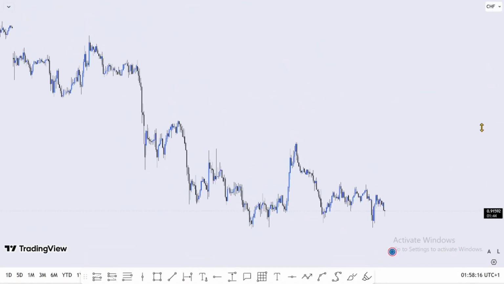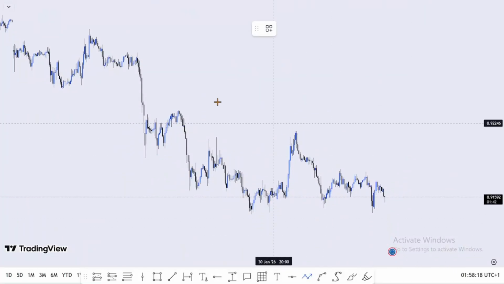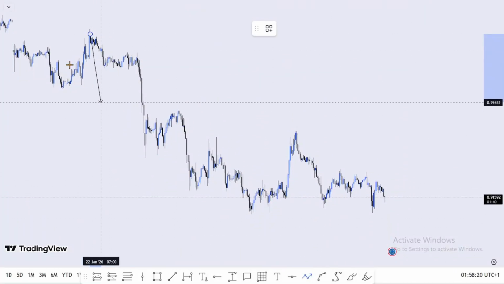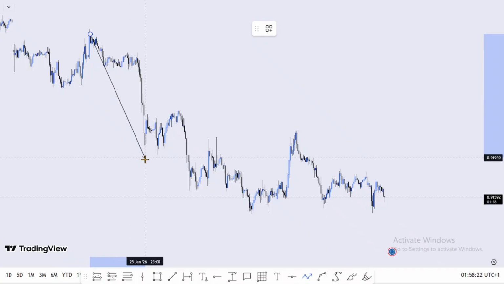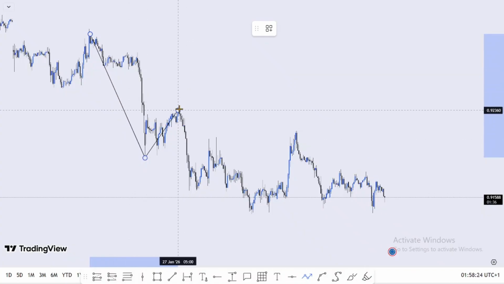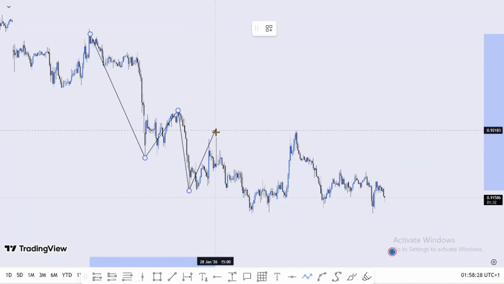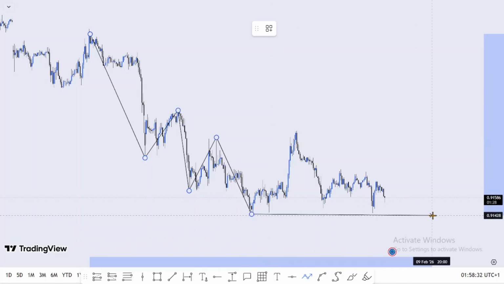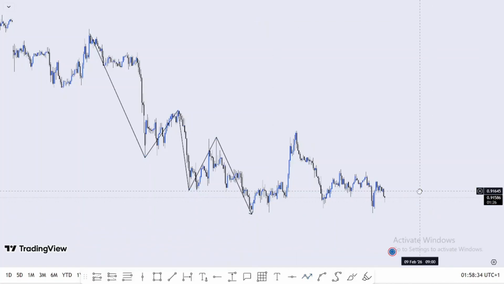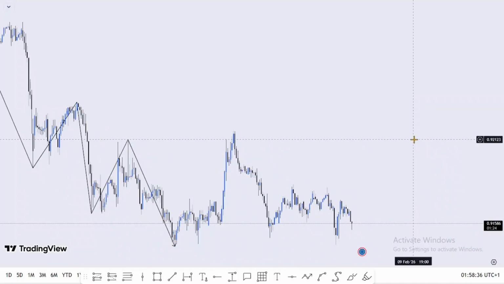Now, the first thing you want to do is try to read your market structure. What do we have here? We have price making a high, a low, a lower low, a lower high, a lower low, then a lower high and a lower low. Price did not break structure. So notice all of this. Now let's try to understand what happened here.